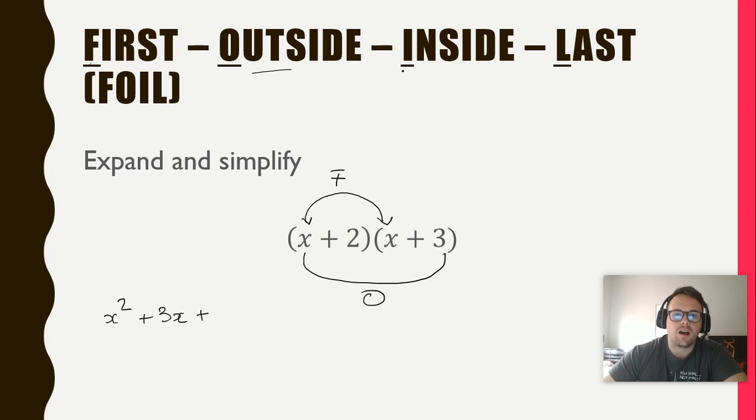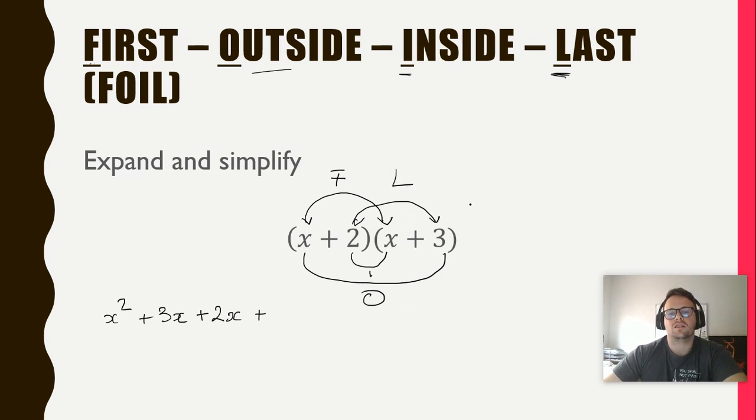Plus I stands for inside terms. Which ones are the inside terms? The inside terms are 2 and x, I meant to say. So 2 times x is 2x plus the last terms. The last term in the first bracket and the last term in the second bracket, which is 2 times 3. Okay, FOIL.